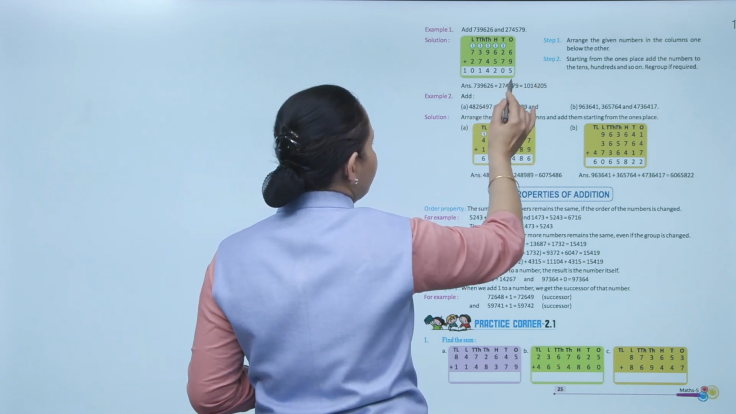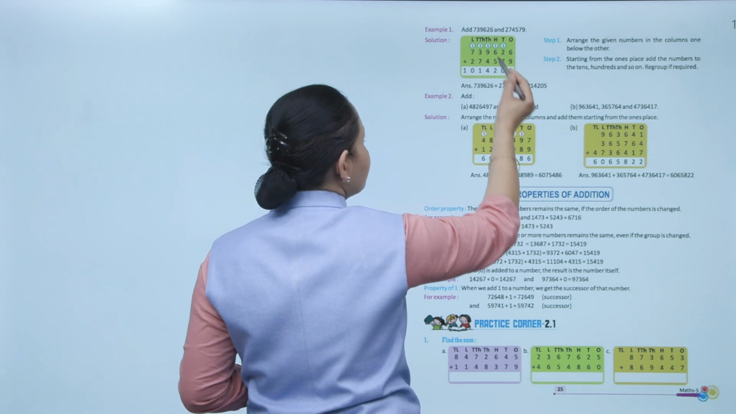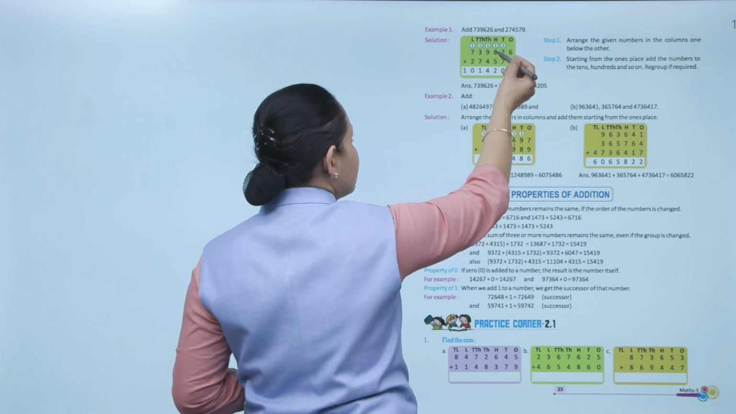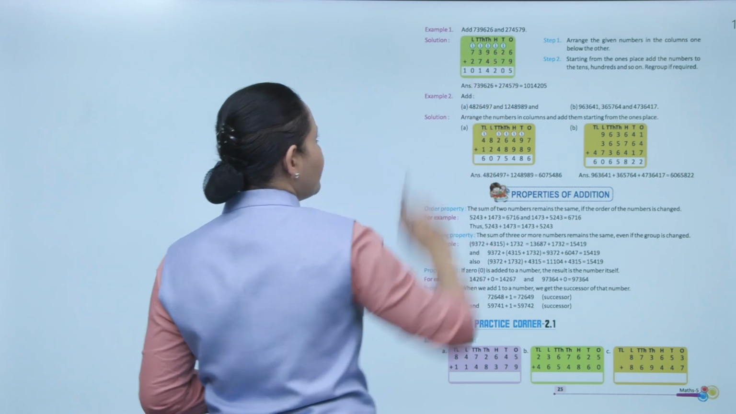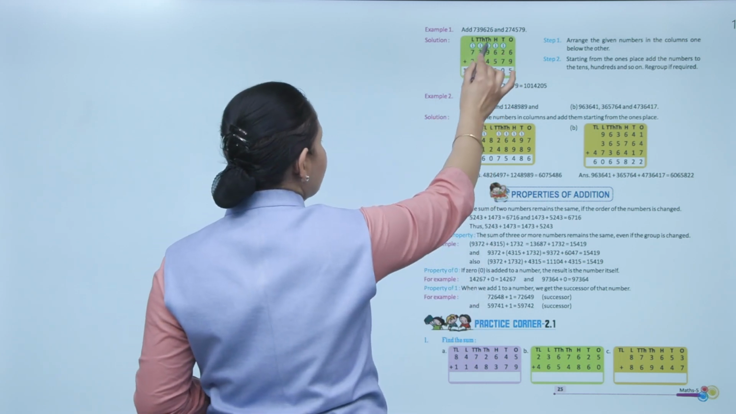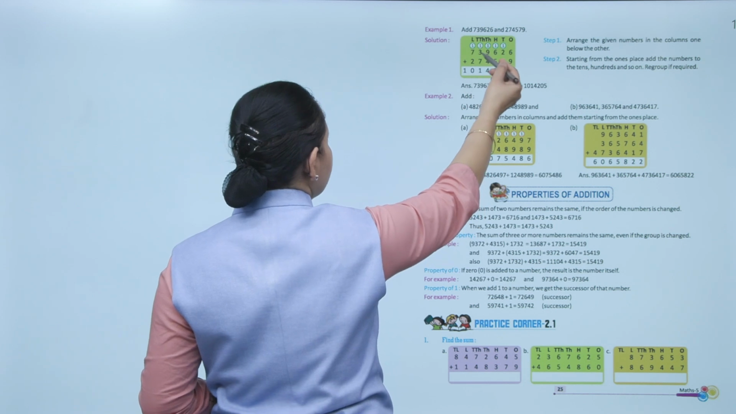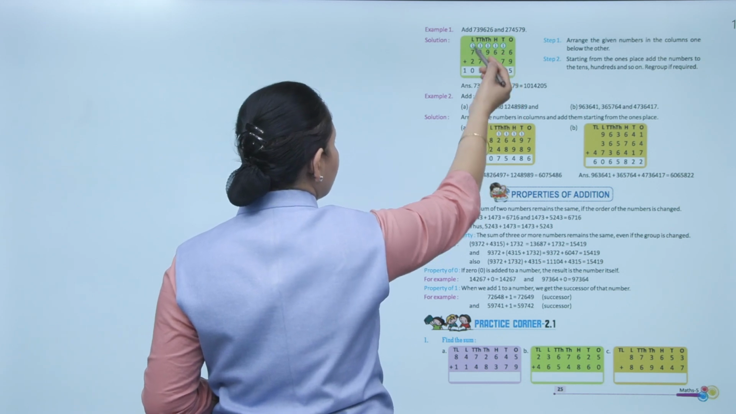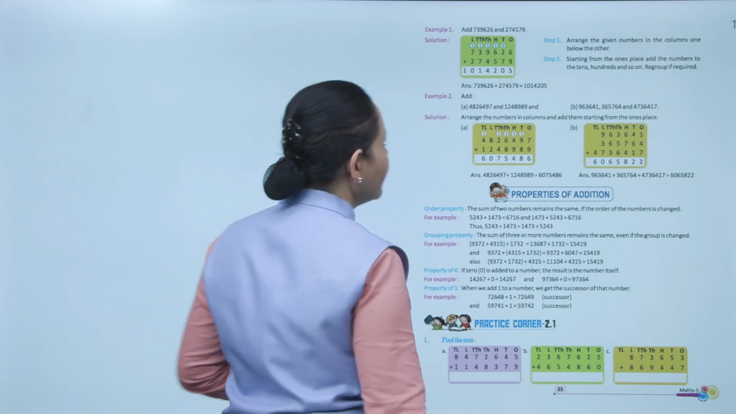6 plus 9, that is 15. Write 5 here, 1 carry over. 7 plus 2, 9 and 1, 10. 0, 1 carry over. 6 plus 5 plus 1, that is 12. Write 2 here and 1 carry over. 9 plus 1, 10 and 4, 14. Write 4 here, 1 carry over. 7 plus 3, 10 and 1, 11. Write 1 here, 1 carry over. 7 plus 2, 9 and 1, 10. So write 0 here and 1 here.